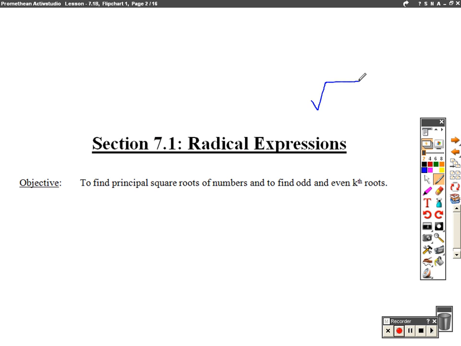The good news about this chapter is, for those of you that were having some trouble with factoring, there is not as much factoring in here. So you can kind of think of this as a new start. I wouldn't say that it's much easier. It's just different. It's just a different chapter.